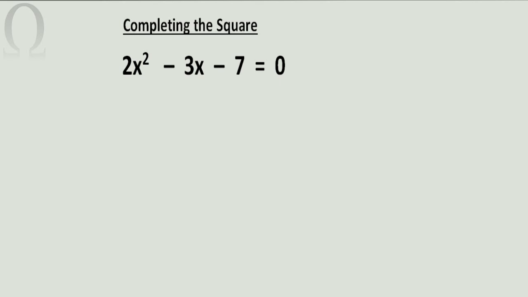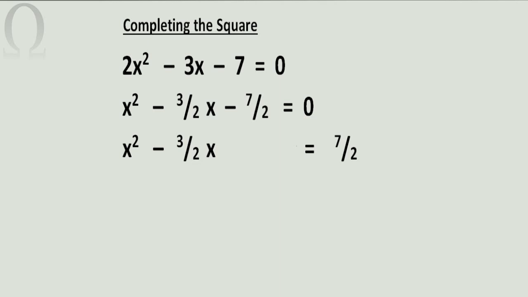Complete the square for the quadratic, 2x squared minus 3x minus 7, equals 0. Since the coefficient of the x squared term is not 1, we need to divide each term by the coefficient of x squared, which is 2. Thus, x squared minus 3x over 2 minus 7 over 2 equals 0. We now take minus 7 over 2 to the right.